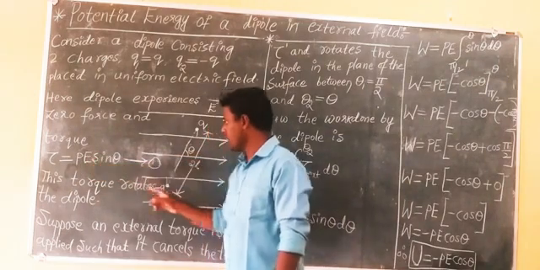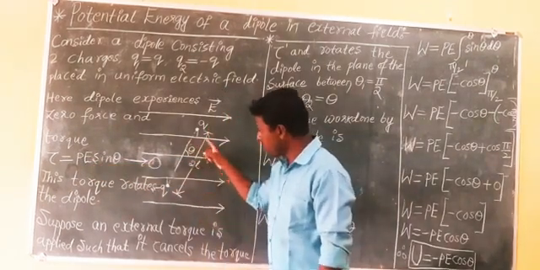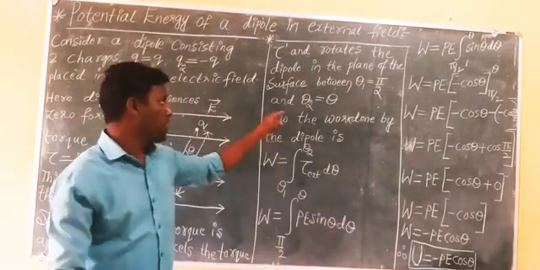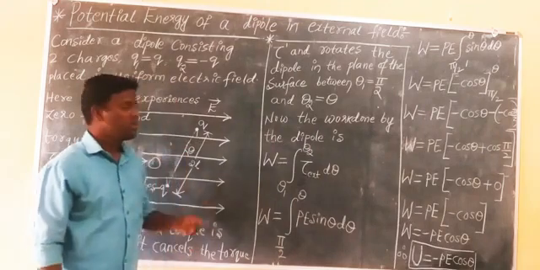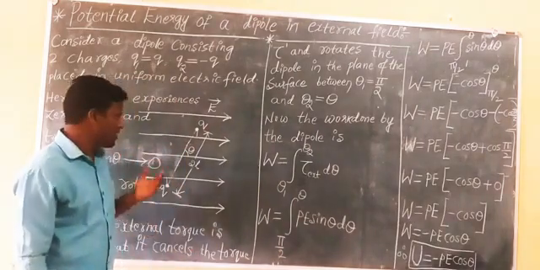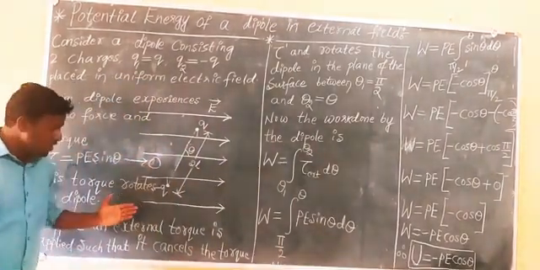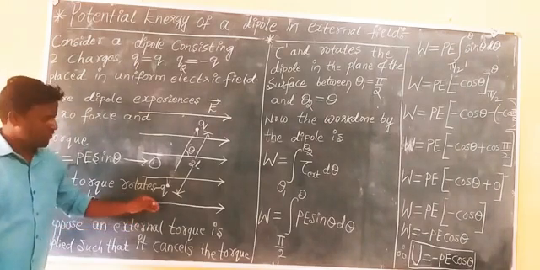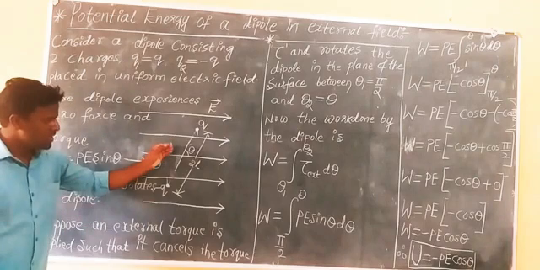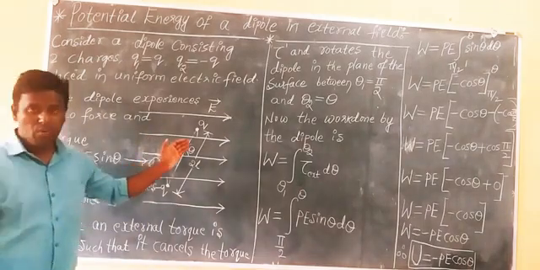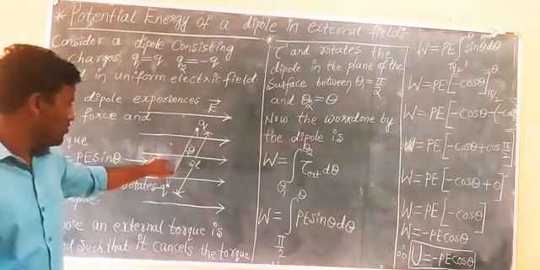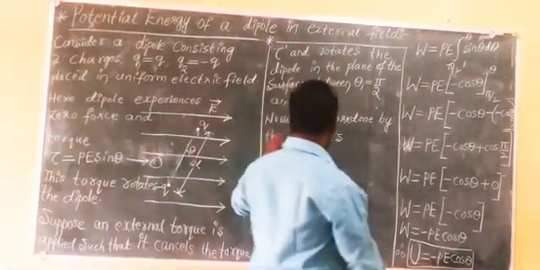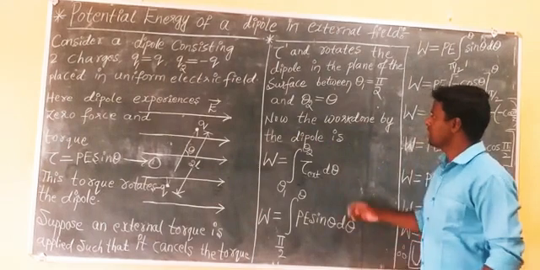And one more thing, this applied torque must rotate the dipole through two angles, theta 1 equals pi by 2 and theta 2 equals theta. So in that case, it means external torque is doing a work. External torque is rotate ಮಾಡ್ತಾ ಇದೆ ಅಂದ್ರೆ ಅದು ಕೆಲಸ ಮಾಡ್ತಾ ಇದೆ ಅಂತ ಅರ್ಥ. That external torque is doing a work.